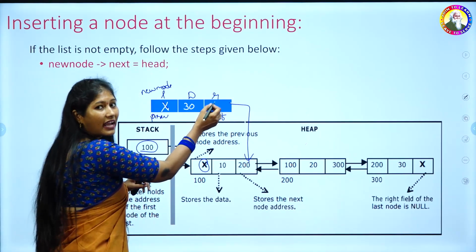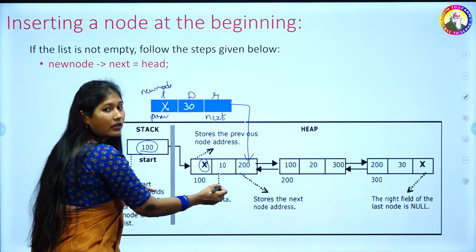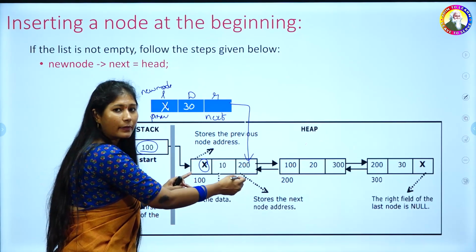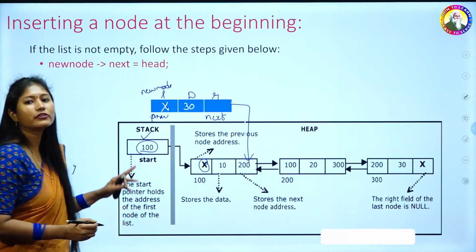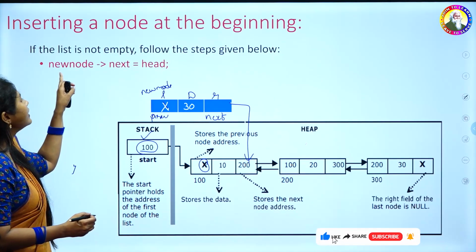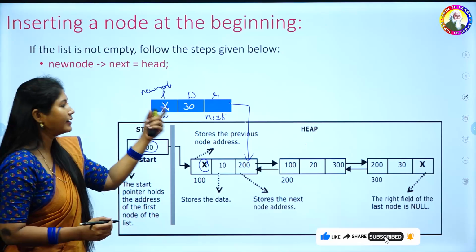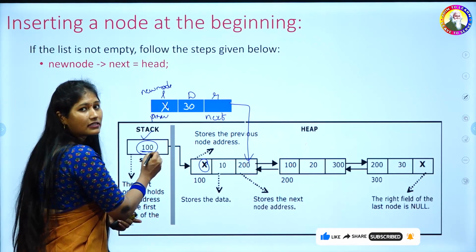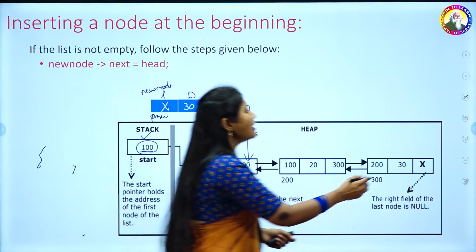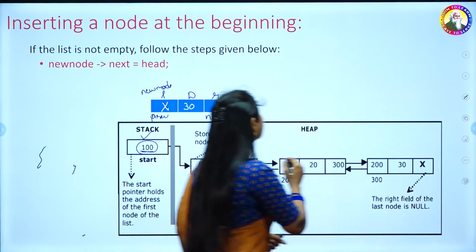In this next part, I should have the address of the first element, the previous first element. But where is the previous first element? It is there in the head pointer or in the start pointer. That's why we are writing new node next equal to head. In this right section, I need to have the address of the first one. That is 100, which should be written here.